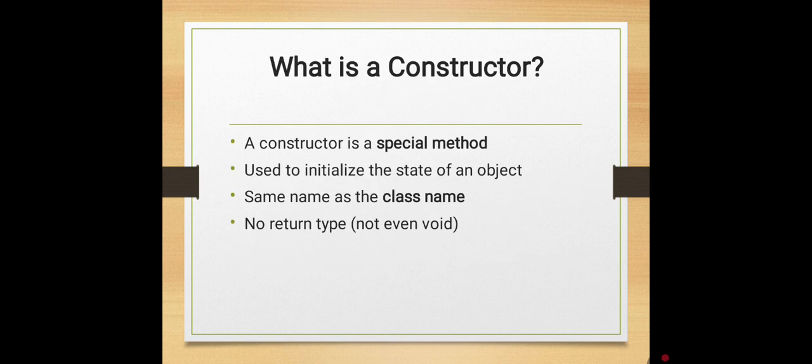So what is a constructor? Now let us understand what a constructor is. A constructor is a special method in Java. It's mainly used to initialize the state of the object. The important feature of a constructor is that the constructor name is the same as the class name. It does not have any return type, not even void. So whenever an object is created, the constructor is called automatically and it initializes the object.